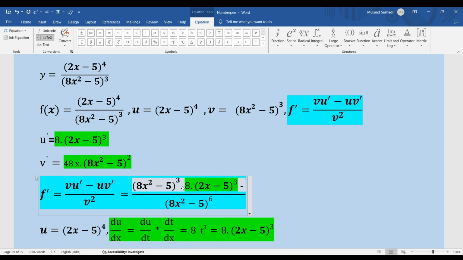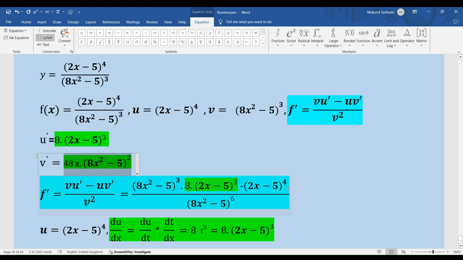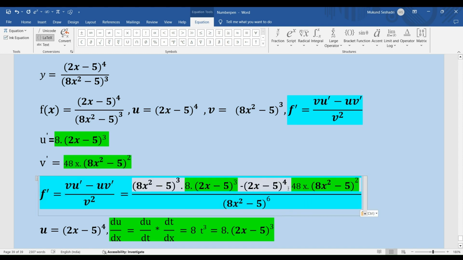Next, we are coming to our uv dashed. So what is my u of uv dashed? It is nothing but 2x minus 5 the whole power 4, right? So I have my 2x minus 5 the whole power 4, which is my u. I just paste it as it is. And then I have my v dashed, which is nothing but 48x times 8x square minus 5 the whole square, right? So I pull that out as well. So this is what I have. So there I have my final expression, which definitely calls for some further simplification to be done. So I'm going to repeat this step again.